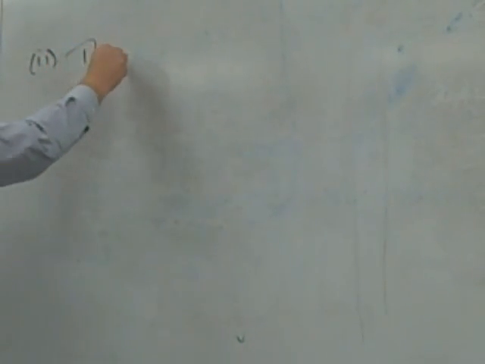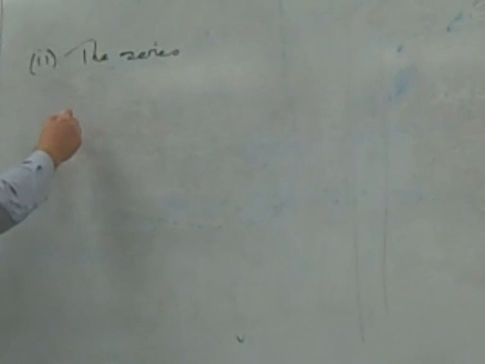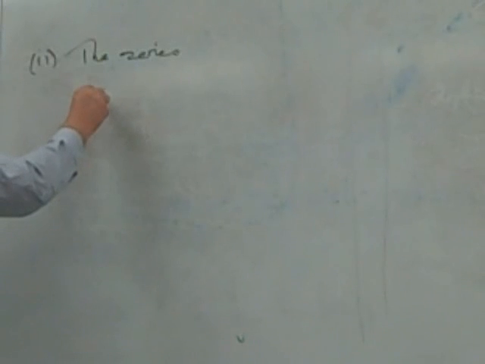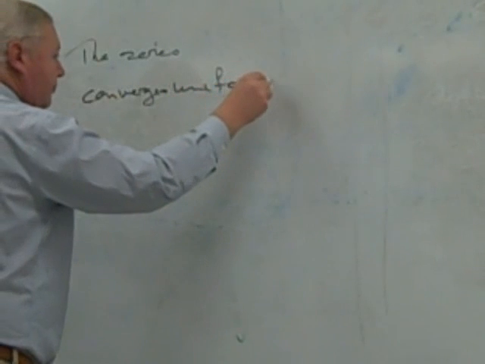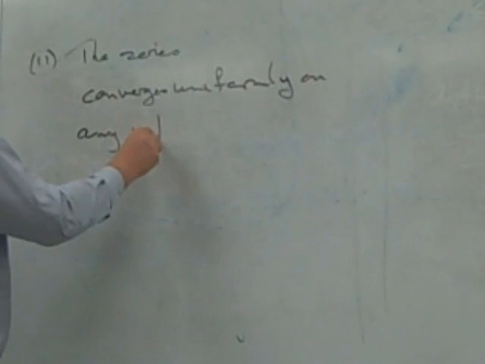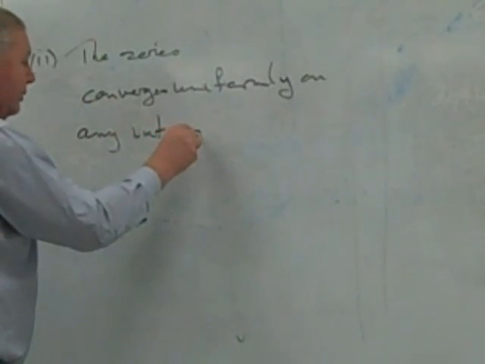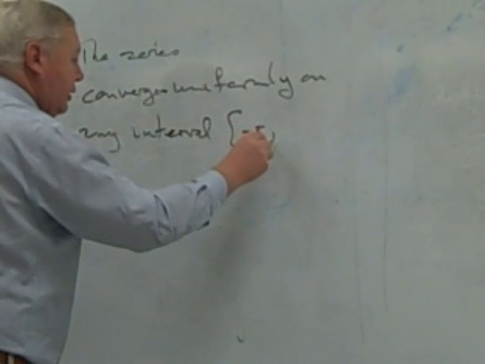The second statement is the series converges uniformly on any closed interval minus little r to little r when that is strictly less than the radius of convergence.